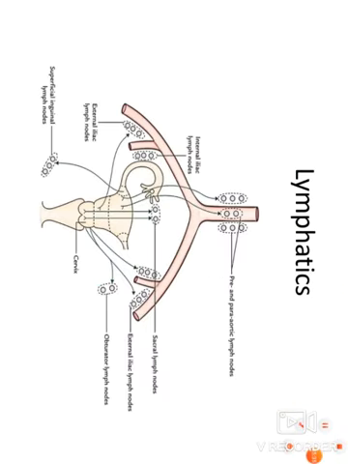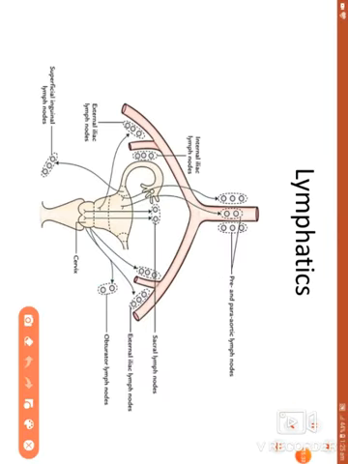Then lymphatic drainage. See, the lymphatic drainage is mainly to the external iliac lymph nodes, and here you'll get the internal iliac lymph nodes. Then from the cervix, some drains directly into the sacral lymph nodes. Lymphatic drainage into the sacral lymph nodes, external, and the internal iliac lymph nodes.